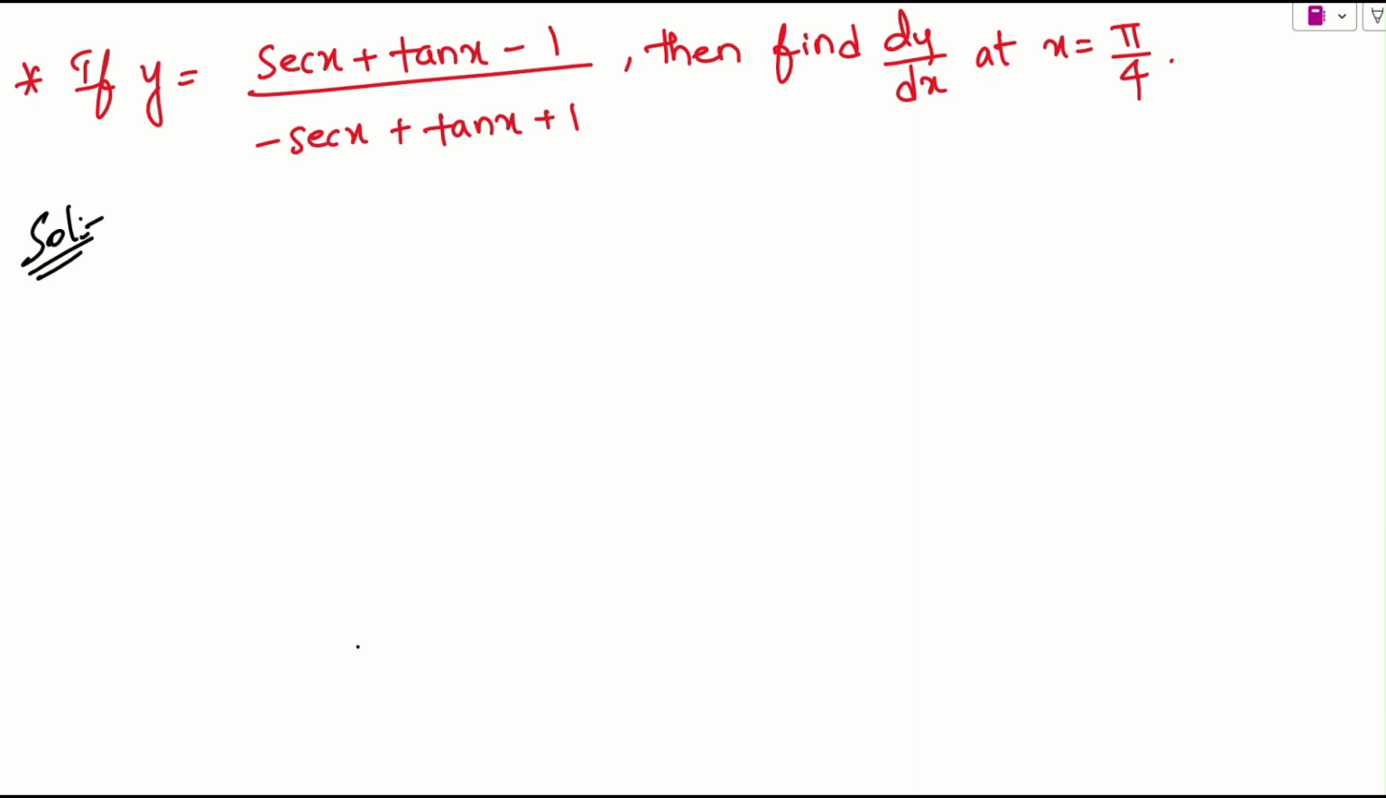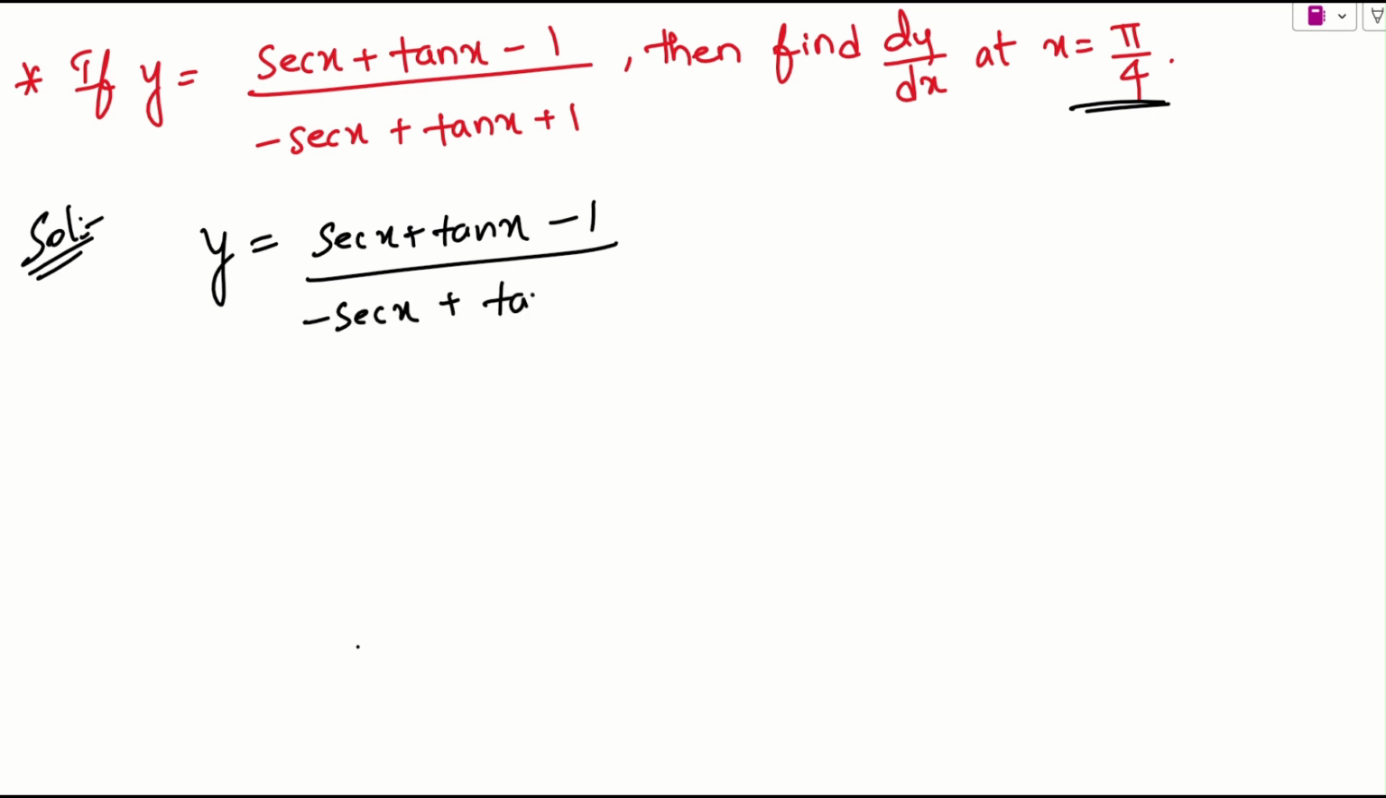Let us see what was the question given here. y equals (secant x plus tan x minus 1) by (minus secant x plus tan x plus 1). They are asking us to find dy by dx at x equals pi by 4, right? So first of all, let me write it down. y is nothing but (secant x plus tan x minus 1) by (minus secant x plus tan x plus 1).